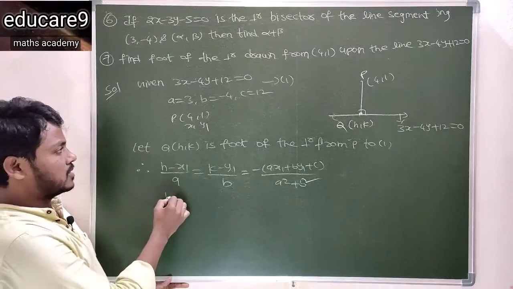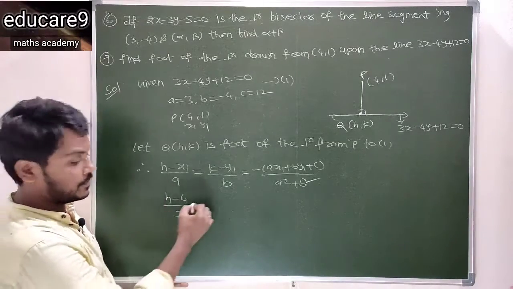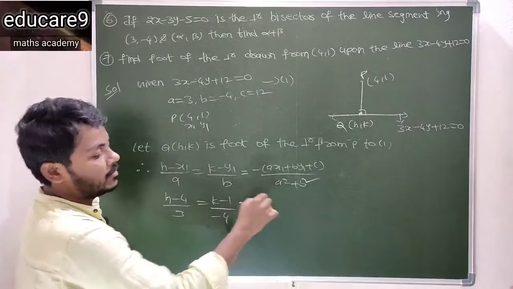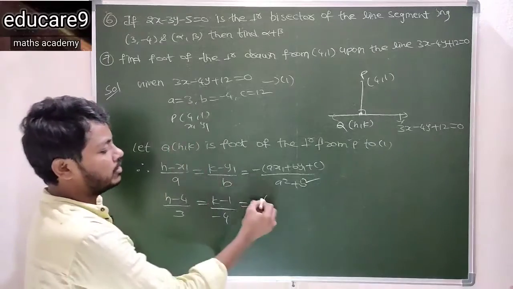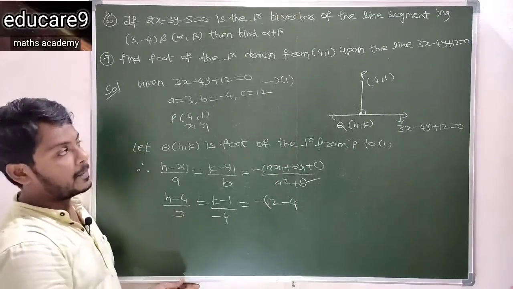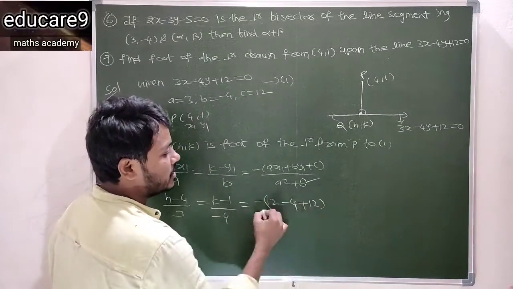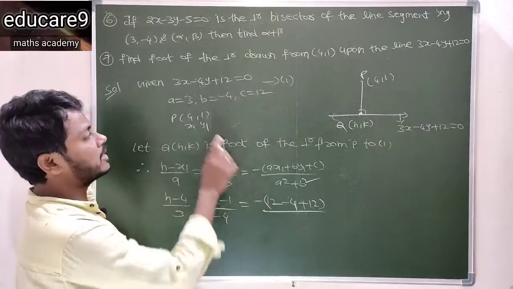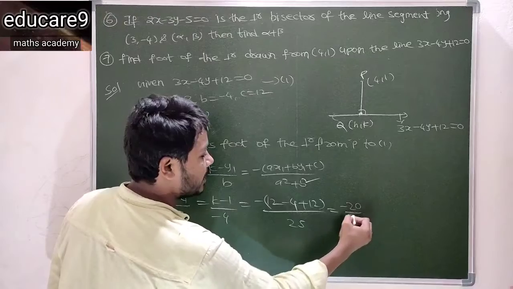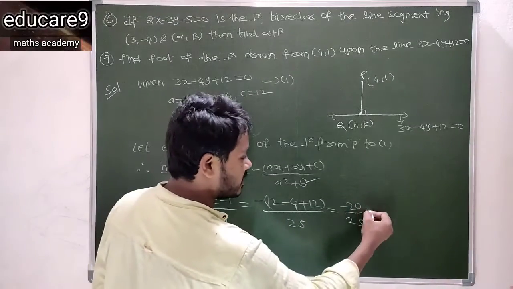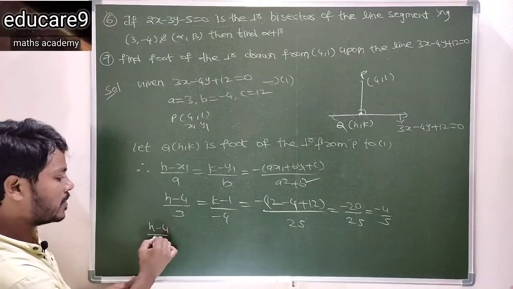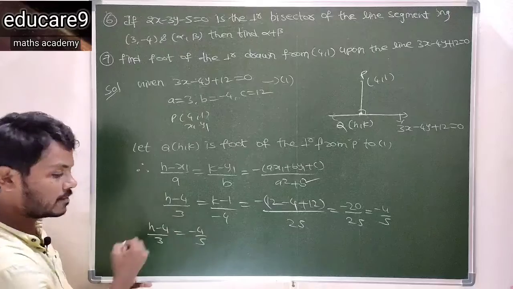So what is x1 for? What is a3 and k minus 1 by b minus 4 and minus of ax1: 4 into 3 is 12, and by1 is minus 4 into 1, minus 4 plus c, so plus 12, divided by a square plus b square, okay, that is 9 plus 16, 25. So this is minus 20 by 25. So clearly, this is minus 4 by 5. So this is h minus 4 by 3 is equal to minus 4 by 5.